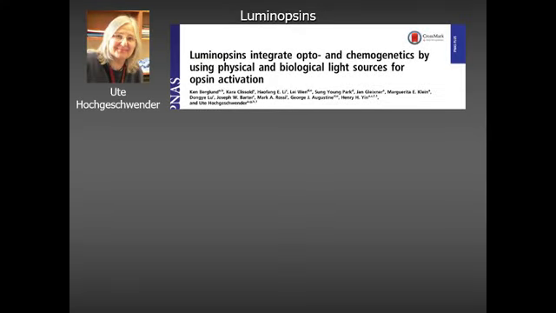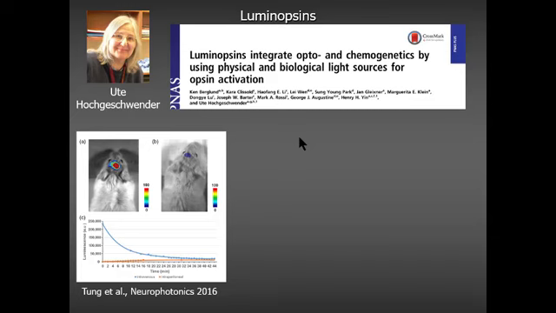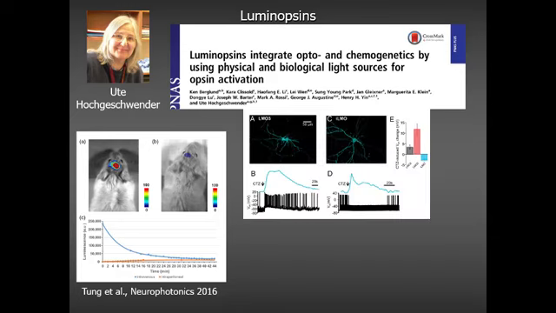So here's Ute Hoogschwander, sorry if I mispronounce her name, and she's the mastermind behind luminopsins. What she did is integrate optogenetics and chemogenetics by making chimeric proteins that have both the optogenetic actuator and the light emitter, the bioluminescent light emitter.